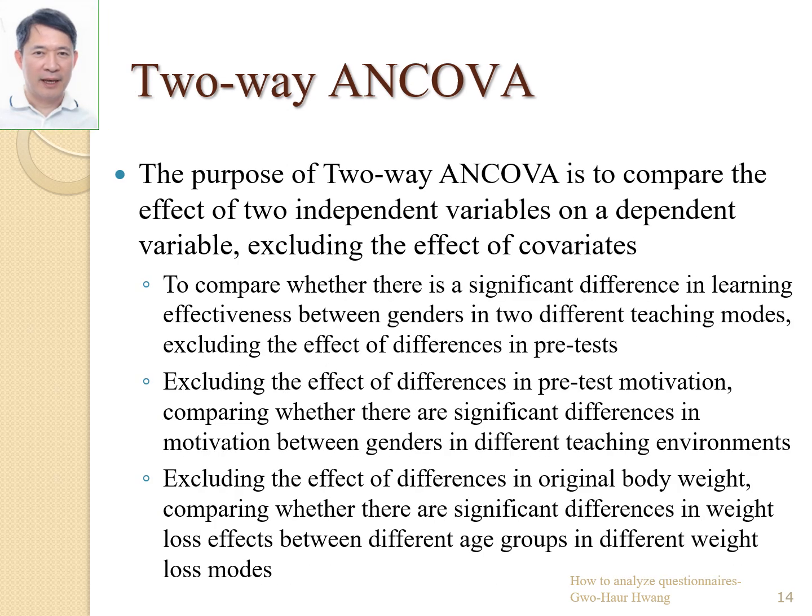Two-way ANCOVA will have 2 independent variables. For example, whether there is a significant difference in the learning effectiveness of different genders in different teaching modes, whether there is a significant difference in the post-learning motivation of different genders in different teaching environments under the exclusion of pre-learning motivation, where gender is one factor and teaching environment is another, thus it is two-way. The exclusion of pre-learning motivation is a covariate analysis.